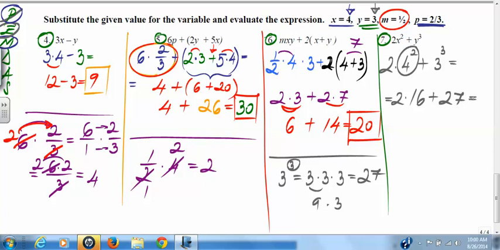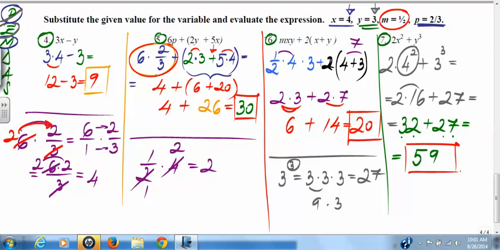Alright, moving on. I need to follow again order of operations and multiply before you add. And that gives me 2 times 16, which is 32, plus 27 does not change. Okay, moving on. 32 plus 27 is what? 59, and I'm done. The answer to this problem is 59.